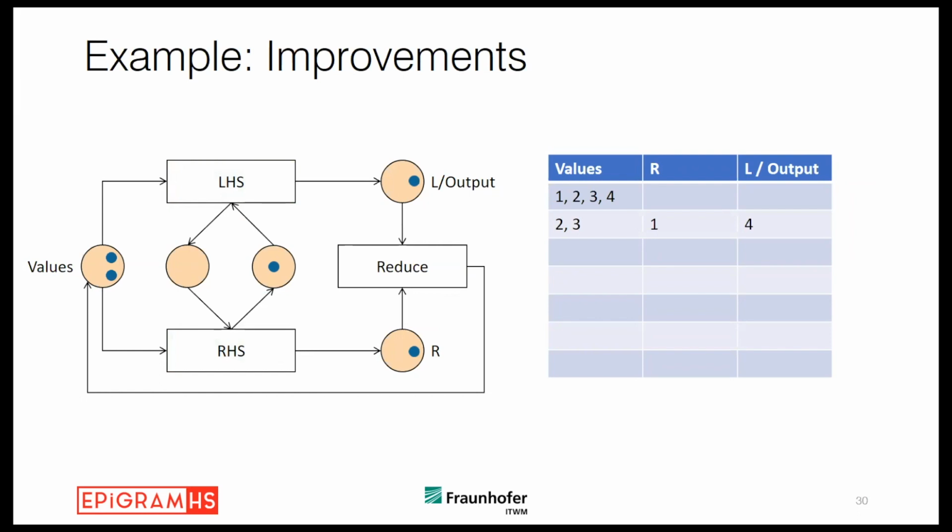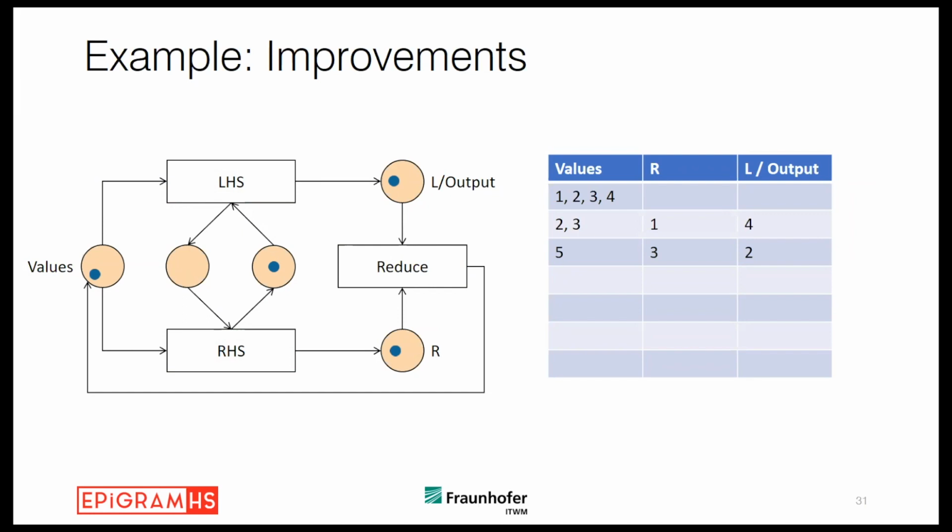Meaning in the next step, of course, reduce can be executed. But at the same time, the distribution of values can continue. So now the first result of reduce has been returned to values, and the remaining 2 values have been distributed to L and R.